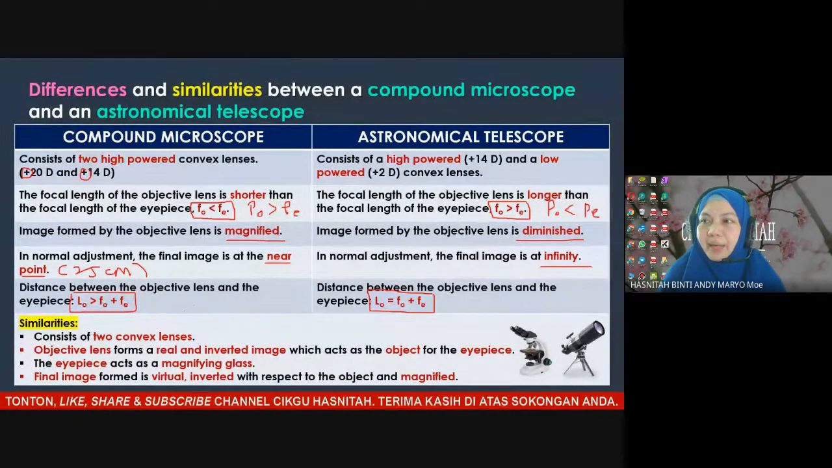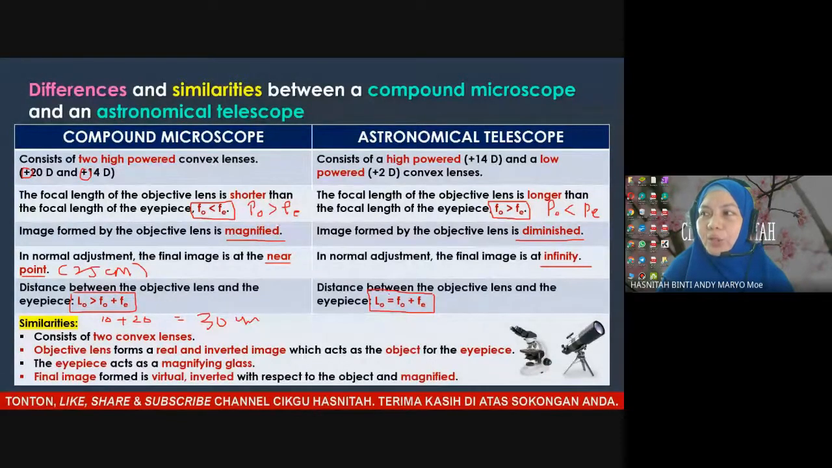Okay, for example, let's say I give you the focal length of the objective. Let's say the focal length is 10, and for the eyepiece, let's say the focal length is 20. So when you add these, it will be 30, right? It will be 30 cm. Which means the distance between the two lenses must be greater than 30 centimeters. We must place them at a distance greater than 30 cm.